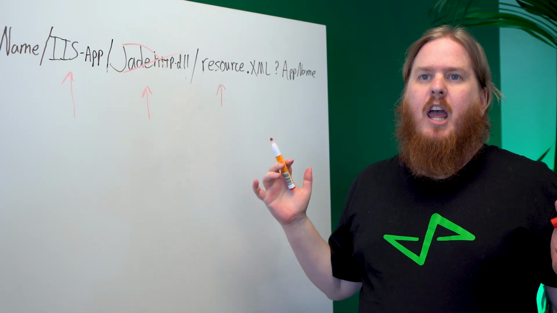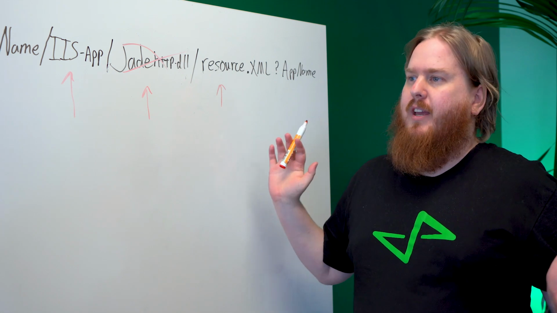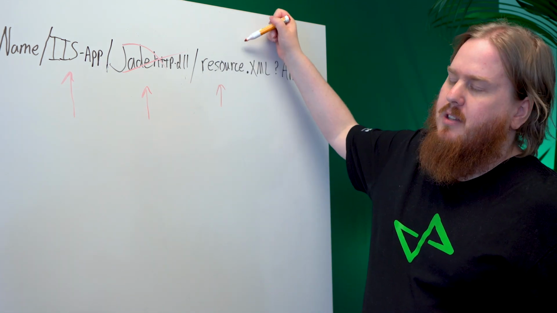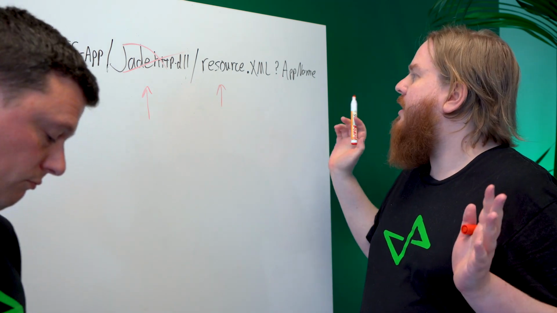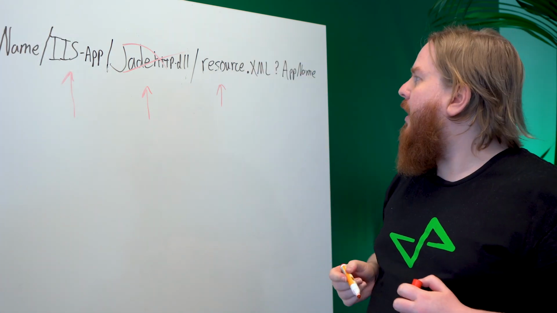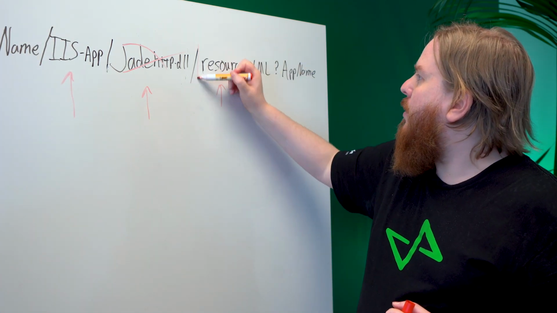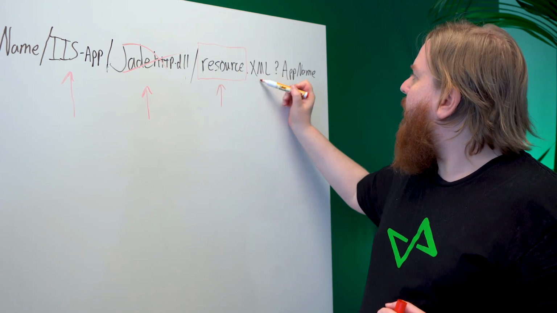Now, this next part's the resource. So that's going to be, let's say that you're trying to get all of the customers. You'll put all customers there or whatever it is. Maybe you're trying to get customer number 123. You'd put customer/123. That again, we're always going to need that.